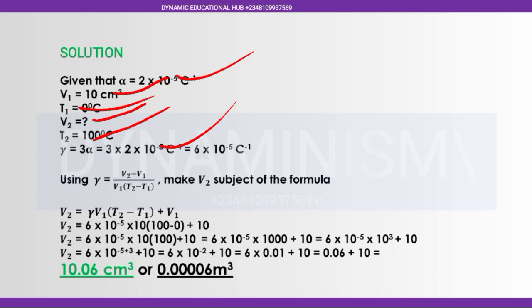And what is the relationship? Gamma is equals to 3 alpha. Just substitute it, 3 times 2 times 10 raised to the power minus 5 per degree Celsius, then you get this. Now using gamma is equals to V2 minus V1 over V1 into bracket T2 minus T1. Make your V2 the subject of the formula. If you make it the subject, you get this.